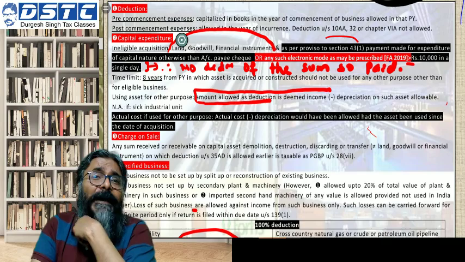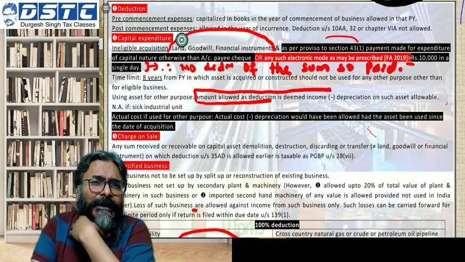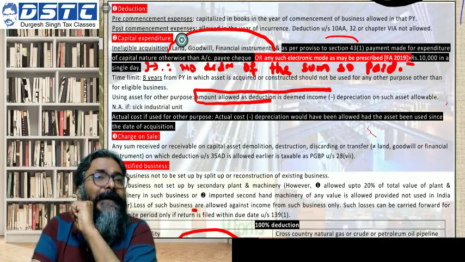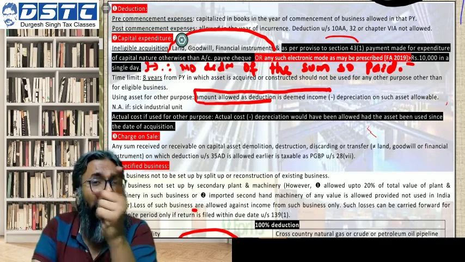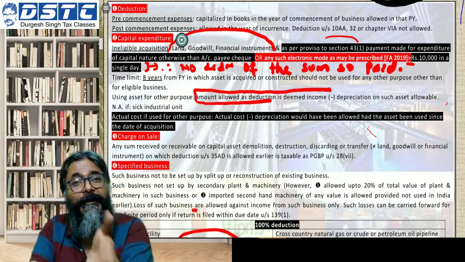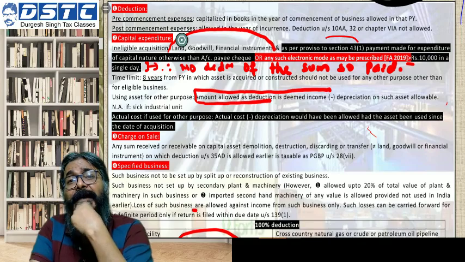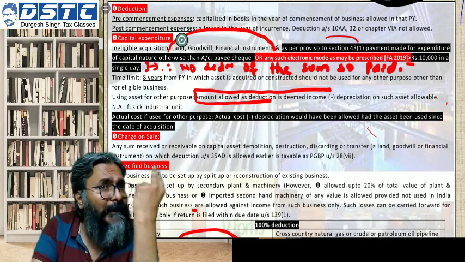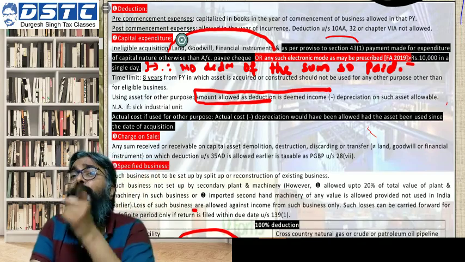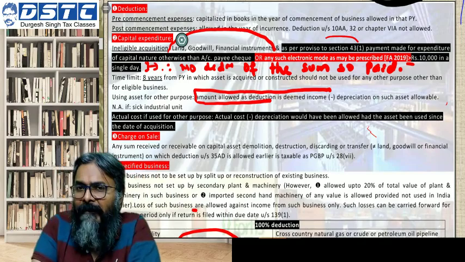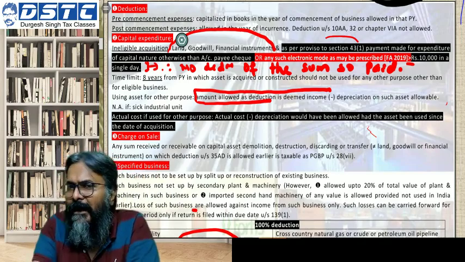Because if I would not have taken a 35 AD deduction, I would have taken the depreciation. That is the reason why, some time back, I asked you this question: if I have taken the full deduction of 35 AD, then will I take depreciation allowance? No. But if I would not have taken the deduction of 35 AD, could I take the depreciation allowance? Yes.